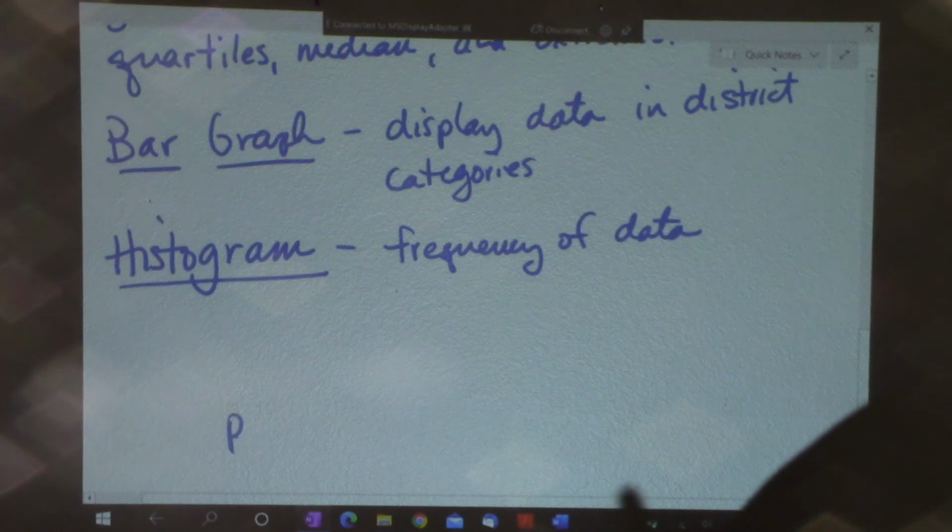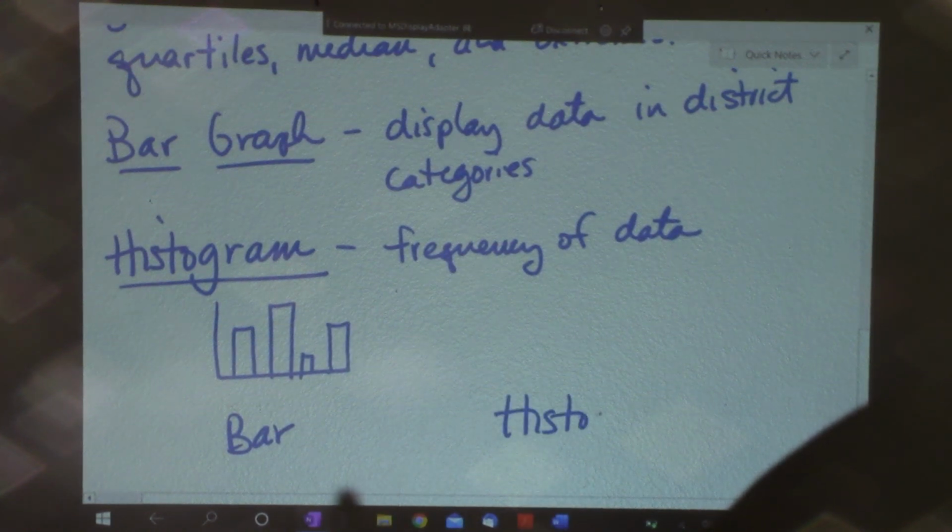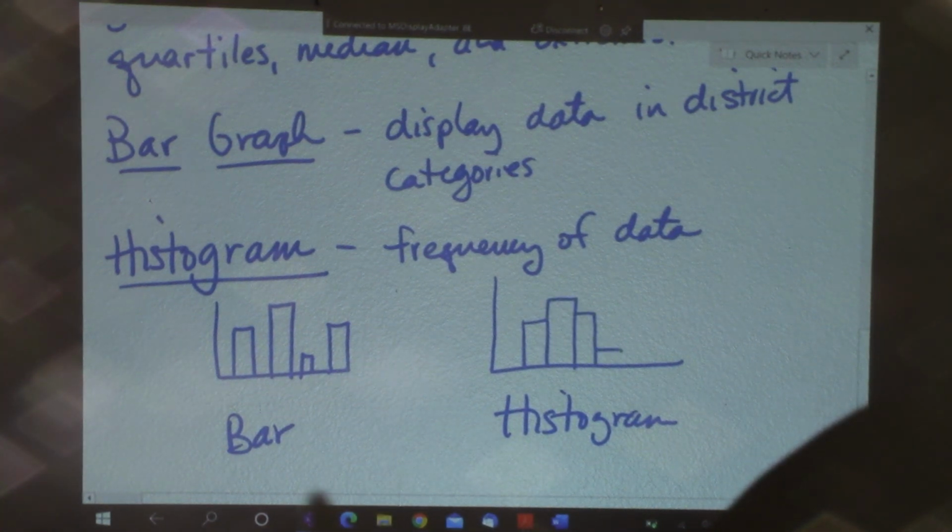So you have a bar graph that looks like this, right? Now a histogram looks similar, but here's some differences. A histogram has all of the bars touching. So do you see the differences there? Now, the histogram is going to be numbers here. How often is a certain number coming up?